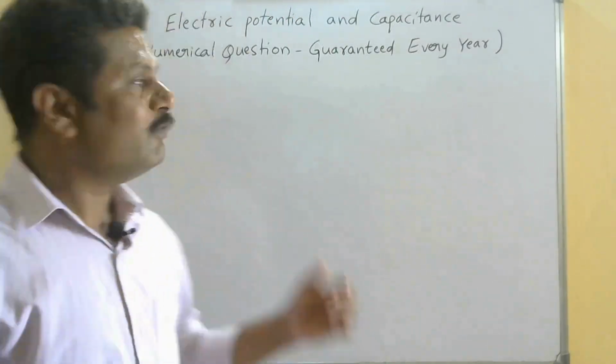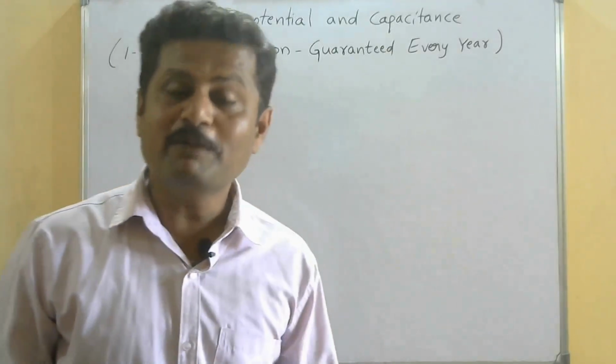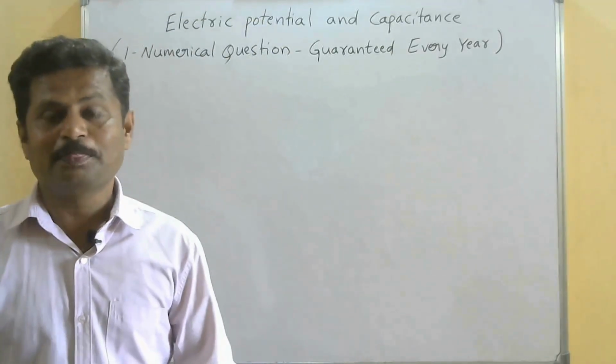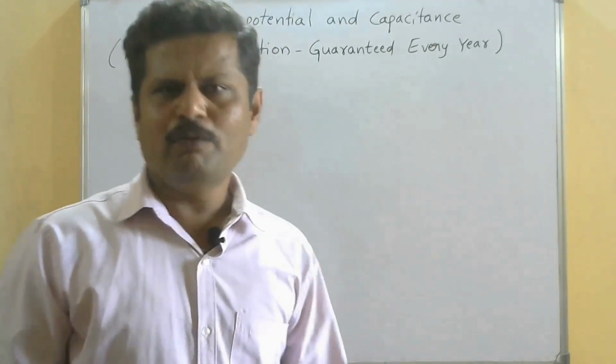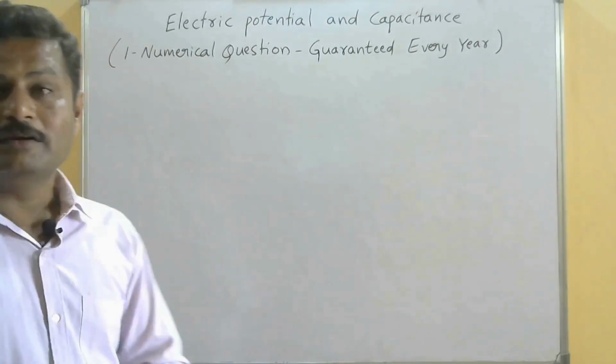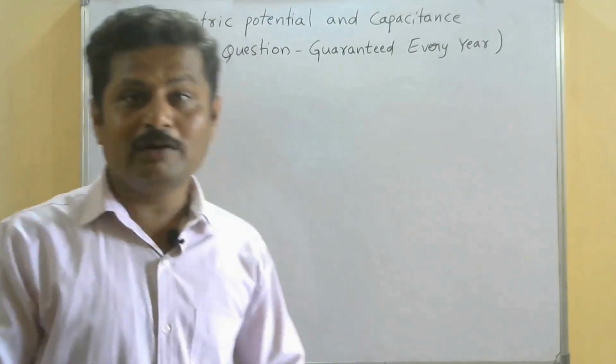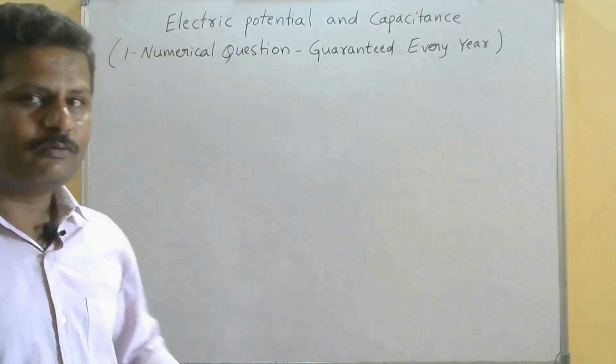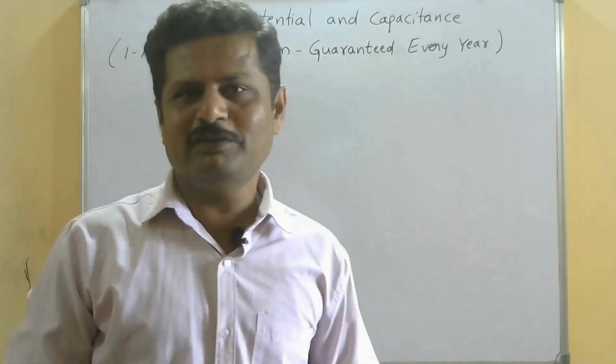Today we are starting our Electric Potential and Capacitance chapter from previous year numerical series. Now, according to the board exam blueprint, every year one numerical question is guaranteed from this chapter. So, if you understand these numericals clearly, you will definitely score that full mark question in your physics paper.